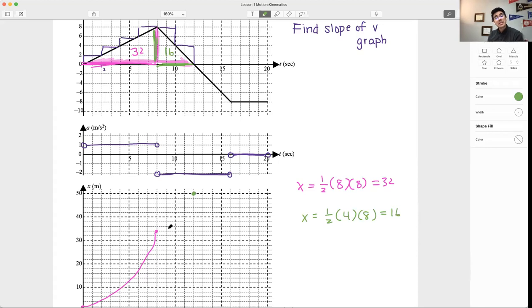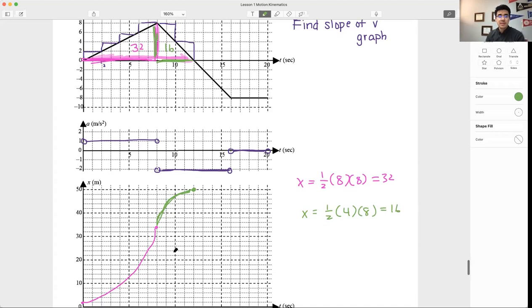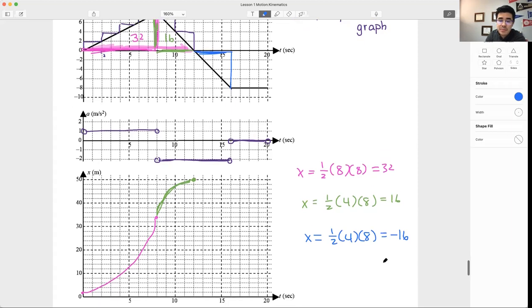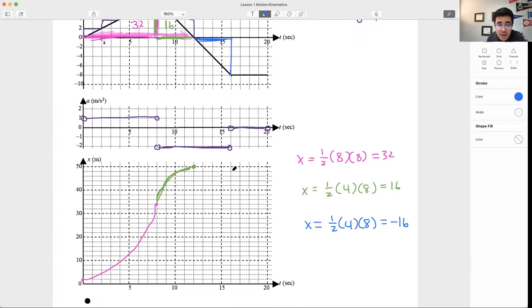And since my acceleration is downward, I'm going to curve concave down to get to that point. Then this next part is another triangle. How big is this triangle? It's over 1, 2, 3, 4. It's 4 units across, but this one's down 8 units. So it's going to be 1/2 4 times 8. But now it's going to be negative 16. So I'm going to end up back where I started from. Then it's going to go back down to 34. It's a negative acceleration, so I'm going to curve downward again.